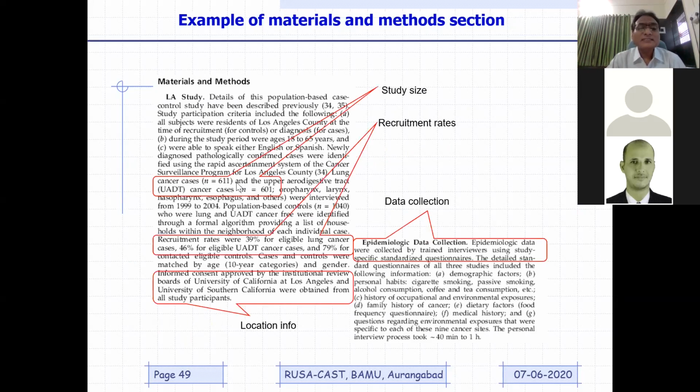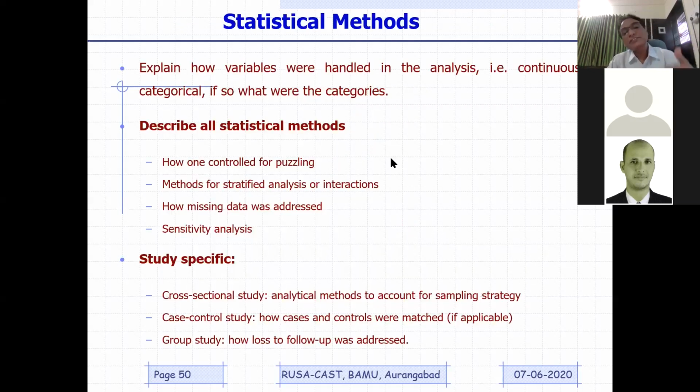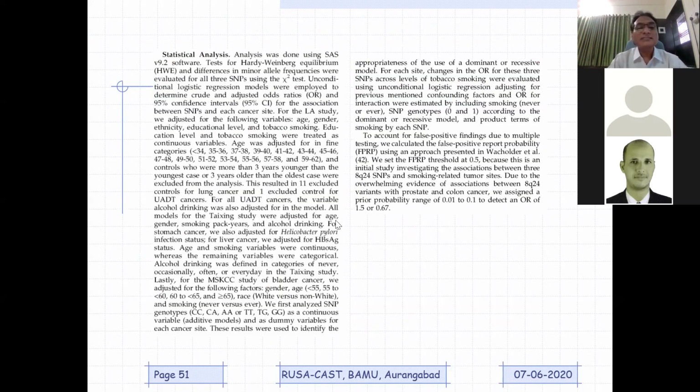you can see here, this talks about the study size, the number of cases. This talks about the recruitment, meaning how they considered eligibility. This talks about the data collection, what the method of data collection was. Similarly, if you are using statistical methods for the interpretation of data, then you need to mention all the variables and what kind of variables you have. You have to mention what kind of statistical methods you have utilized and what kind of cross sectional study you have done. You can see these are some of the examples.